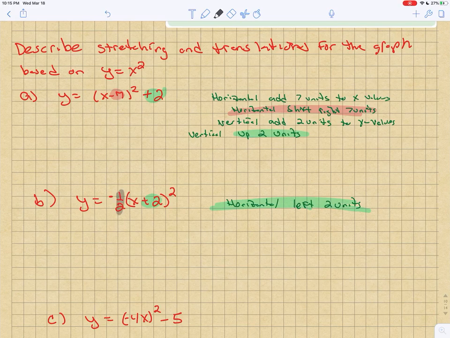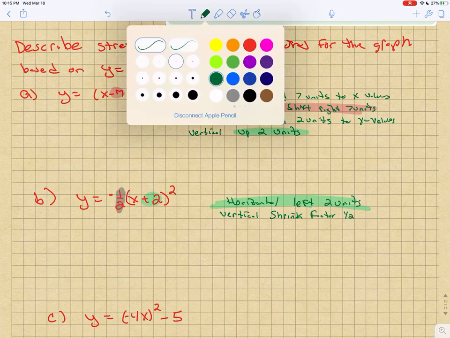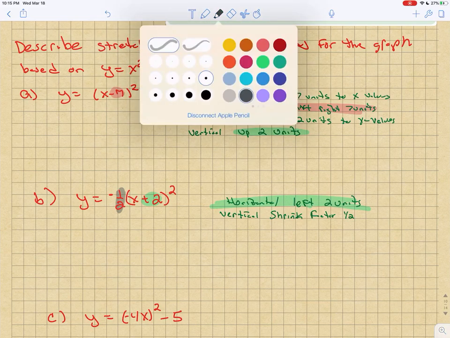My next part tells me I have this 1/2. Well, that's on the outside, so that's a vertical. It's 1/2, so it's between 0 and 1, right? So it makes sense. It's vertical shrink. Vertical shrink, factor 1/2. We're almost done with this problem. What do we have left?